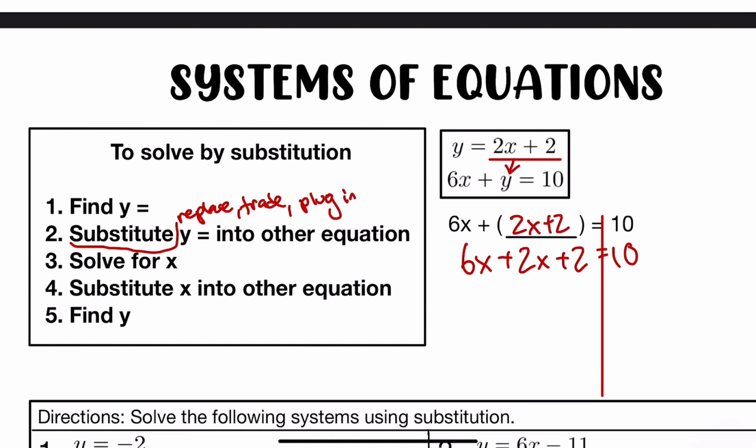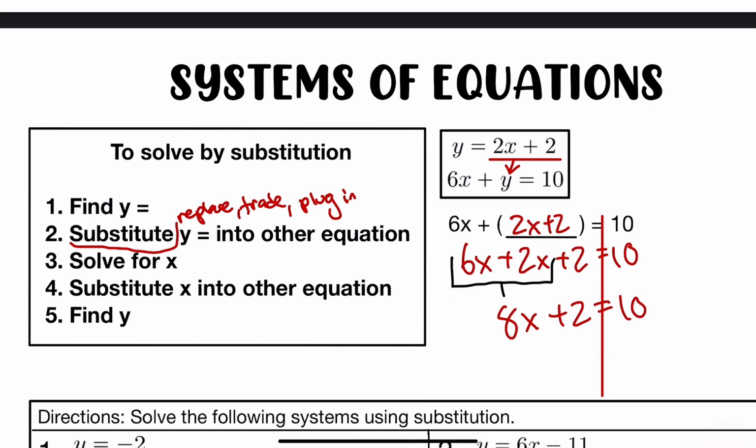So let's look at this. We got 6x plus 2x plus 2. Okay. I already see that we have 2 x's here. So what I'm going to do is combine like terms. These both have x's on them, so I know that I could add them together. We got 6x plus 2x. That's going to give me 8x. I still have that positive 2, and I still have a 10 over here.